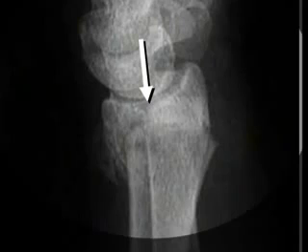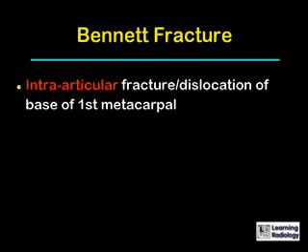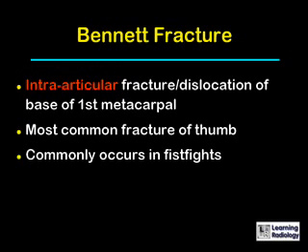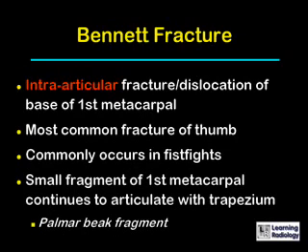There's slight dorsal displacement. A Bennett fracture is an intra-articular fracture and dislocation of the base of the first metacarpal, the thumb. It is the most common fracture of the thumb. It commonly occurs in fistfights, and a small fragment of the first metacarpal continues to articulate with the trapezium. It's called the palmar beak fragment.